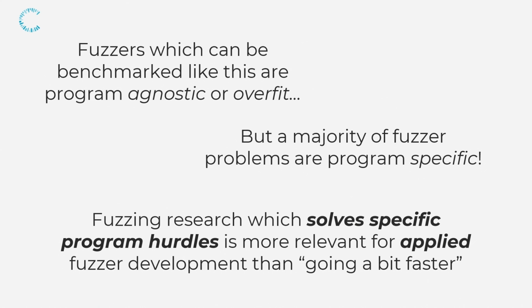So where we need to go next is looking for applications in fuzzing where we can solve specific program hurdles, solve specific problems in specific programs and specific program classes, rather than just trying to make number go up.